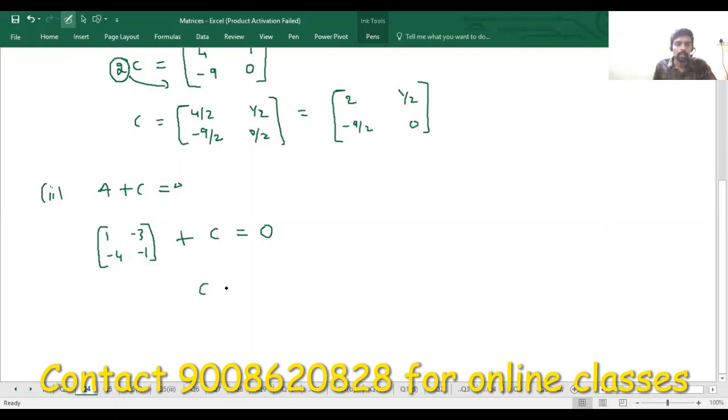So now I will keep C here only. I will shift this matrix to other side, correct? So this matrix contains plus sign, correct? So plus matrix, if it goes to opposite side of the equals, it becomes minus, correct? So that will be minus of 1, minus 3, minus 4, minus 1. So guys, now simplify this. Minus of this, minus into 1 is minus 1. Minus into minus is plus 3. Minus into minus is plus 4. Minus into minus is plus 1. So this is subquestion 2.